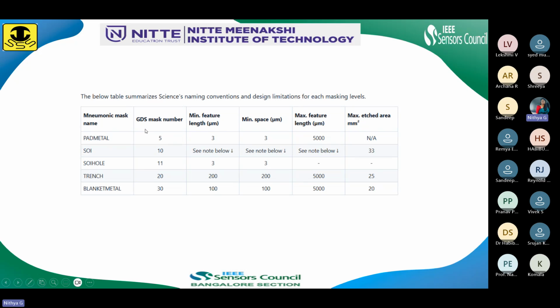Whereas if we are creating the mask file in the form of a GDS, then there are 0 to 255 different layers that exist in the tool. We need to use a defined layer number. For example, if I'm using a pad metal, then I have to use a GDS number of 5. And if I'm using a SOI layer for the structure, then I have to take that particular layer by giving a number 10 out of the 0 to 255 layers that are available in the tool. Okay. Similarly, the trench is 20.